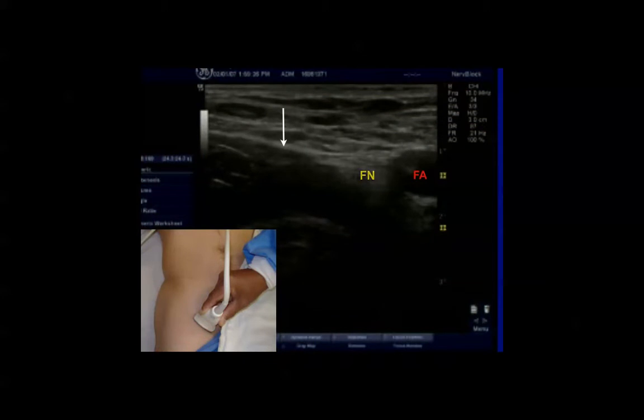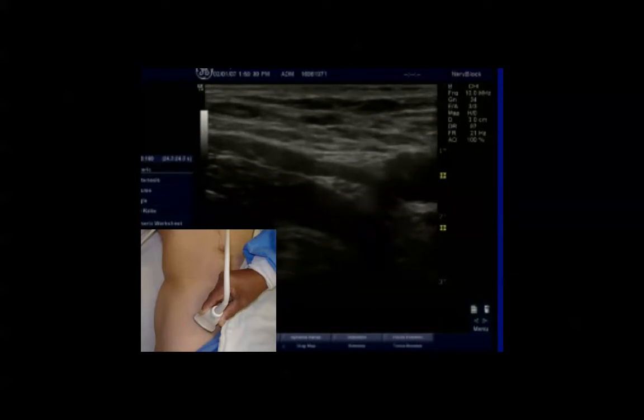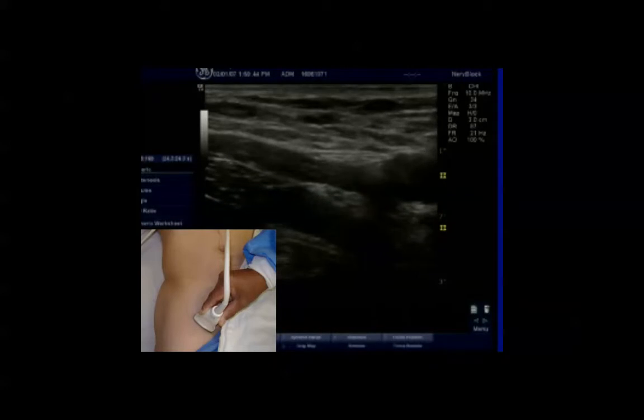Here's an example of an actual block. We see the femoral artery and femoral nerve. Our needle point is represented by the white arrow. And as we inject local anesthetic, you see a very distinct tissue plane develop deep to the fascia iliaca. So we're spreading superficial to the iliopsoas muscle, superficial to the femoral nerve, but deep to the femoral artery that we see pulsating.